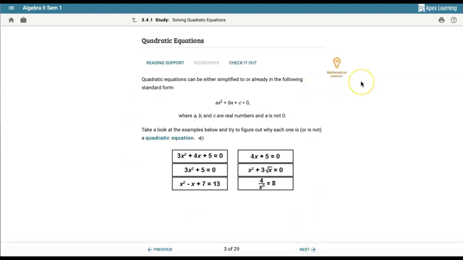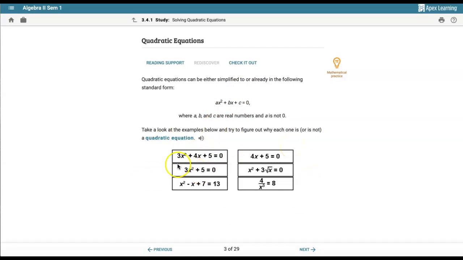All right, so quadratics can be either simplified or already in the standard form, right? Again, a, b, and c are real numbers. Okay, a cannot be 0. That's the only restraint we have on a. Okay, b and c could be 0 though. B and c could absolutely be 0, but you have to have this x squared component in order to be a quadratic equation. All right, so looking at these, there are some that are quadratics and some that are not quadratics.